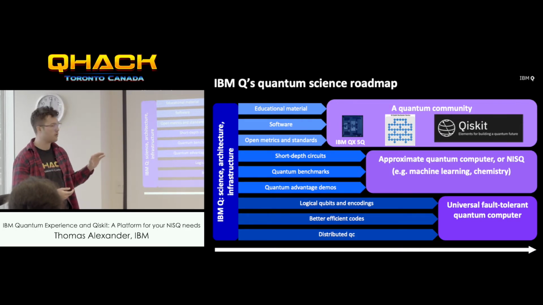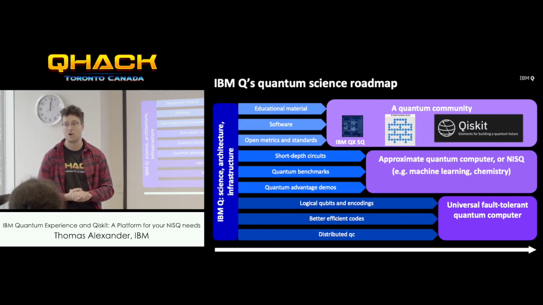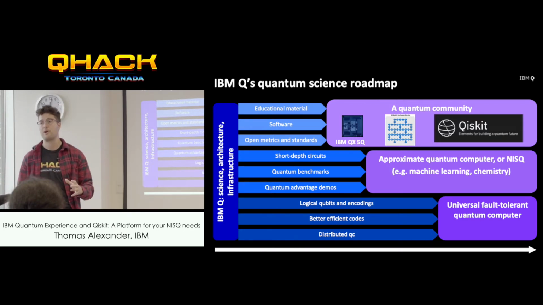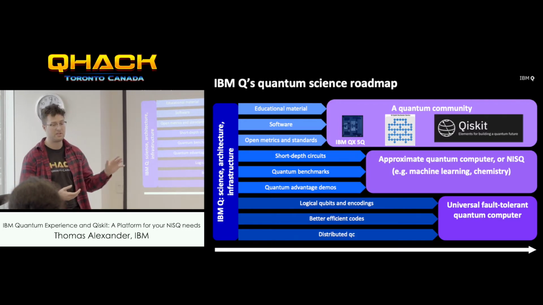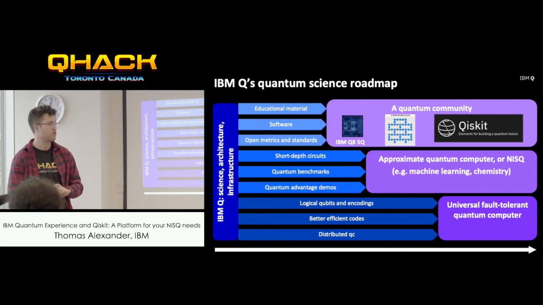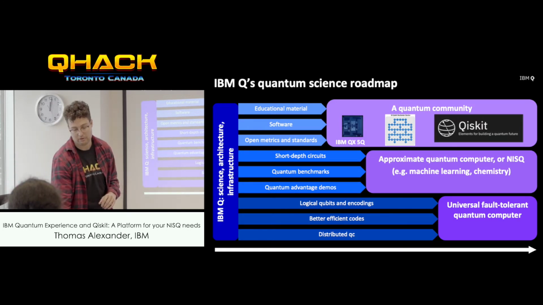And then moving forward, we're thinking about logical qubits and encodings and how we do that within both the quantum hardware and the classical hardware that encompasses that. Thinking about how we design better codes, maybe distributed quantum computing, and with the end goal of building a universal fault-tolerant quantum computer, that holy grail.